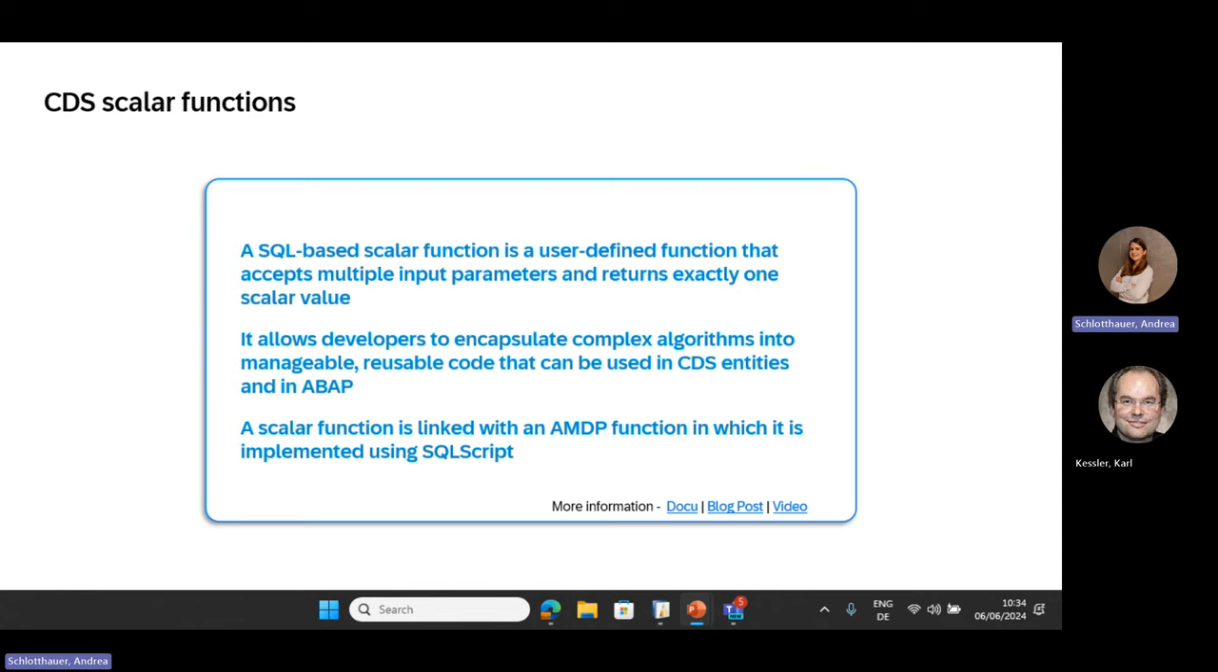And a scalar function is linked with an AMDP method. And the logic is programmed natively on the SAP HANA database in SQL script. So you have all the native SQL statements at hand. So that's another, like before we had these table functions that were implemented in SQL script on the database. And the main difference between scalar functions and table functions is that table functions return a tabular result and scalar functions return only one scalar value.